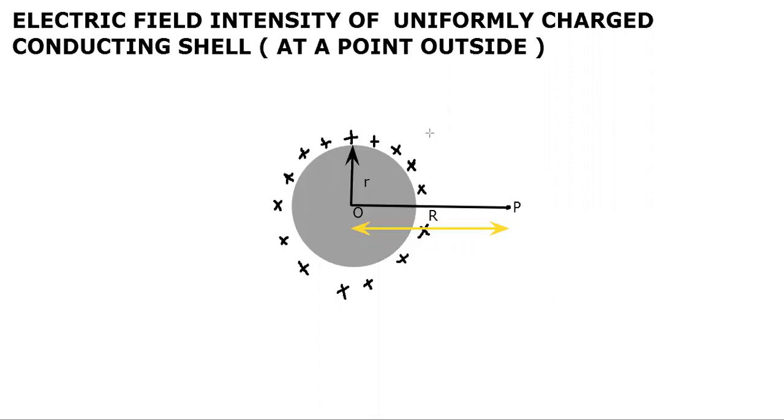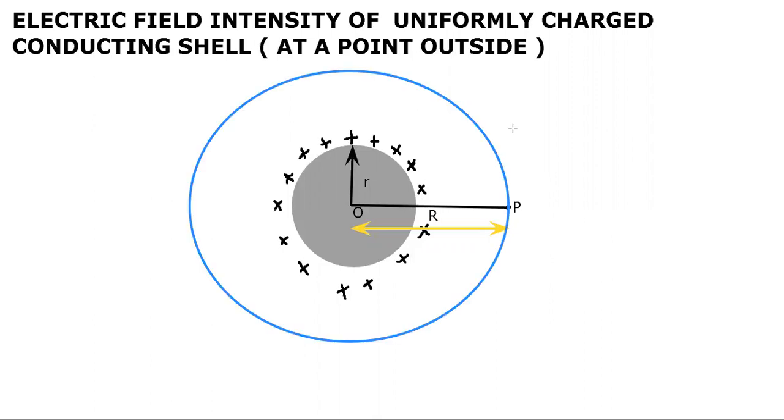In this case, the best shape would be a spherical shape. So the Gaussian surface in this third application would be of which shape? Of spherical shape. And here it is. I have made it with blue color. Blue color is the Gaussian surface. It is a Gaussian surface of shape of sphere of radius capital R. Now the diagram is clear.